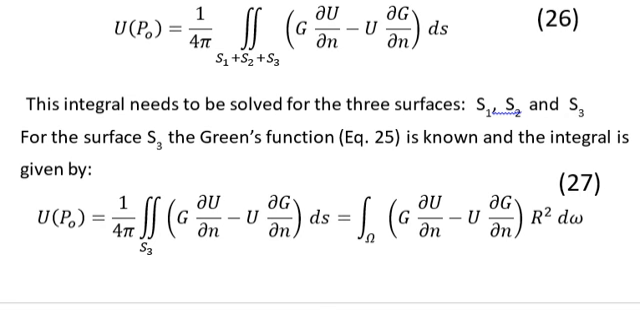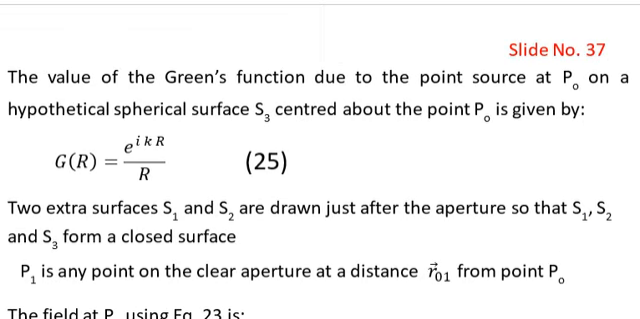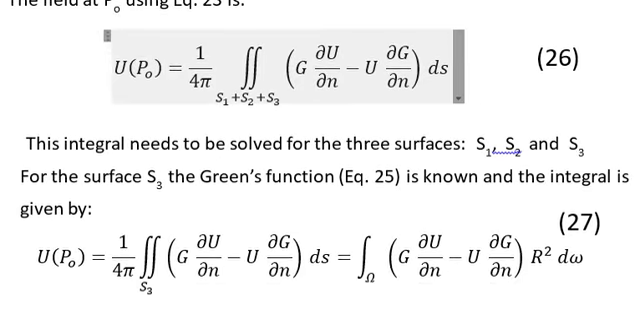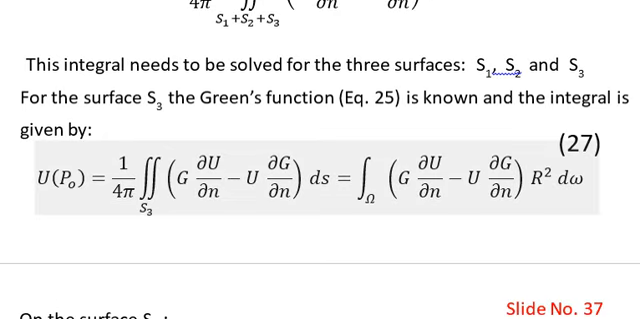For the surface S3, the Green's function, that is equation 25, is known. So you know that equation 25 is known at the surface S3, and the integral is given by the following. So let's attempt to solve the integral over the surface S3. We have u of P naught equal to 1 over 4 pi, and both integrals are on the surface S3, because we want to solve first for the surface S3, and the integrand is the same.